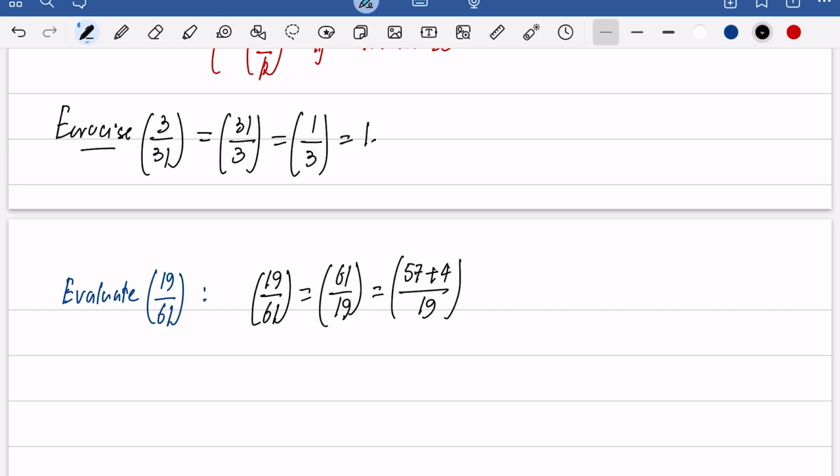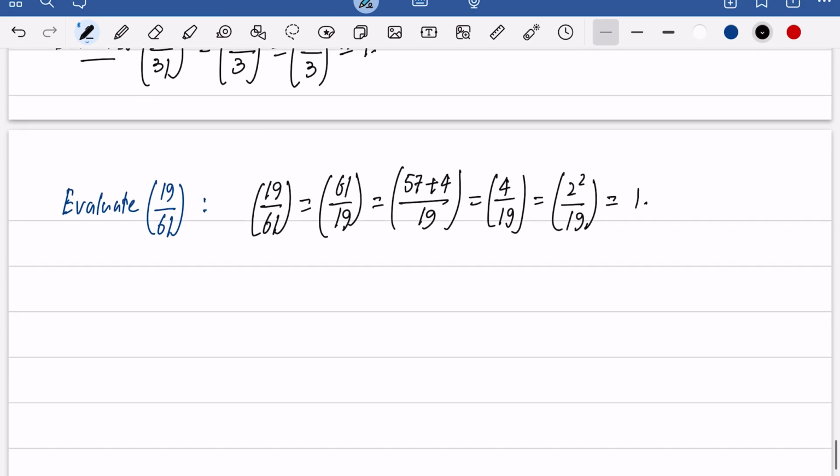Now 19 is congruent to 0 mod 19, and 57 is congruent to 0 mod 19. So this is equal to 4 divided by 19, because 57 is the same as 0. But now we can see this is equal to 2 square divided by 19, and a square divided by p is always equal to 1. So this is how the quadratic reciprocity law works.